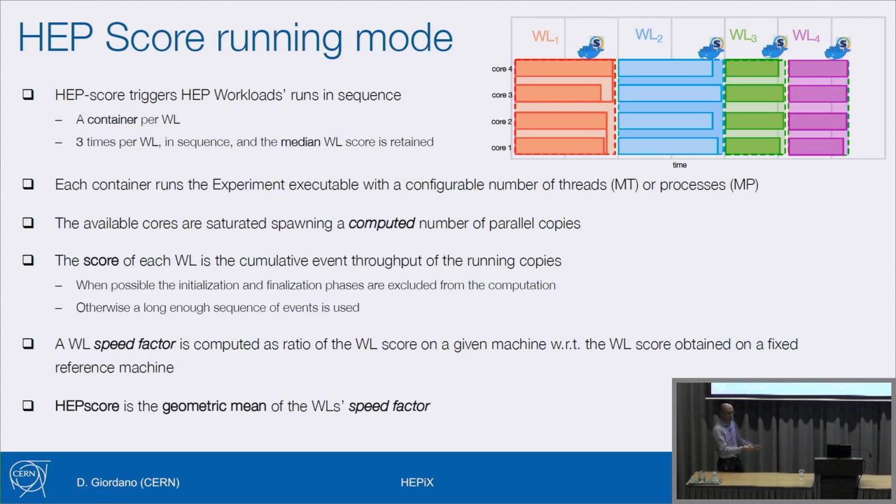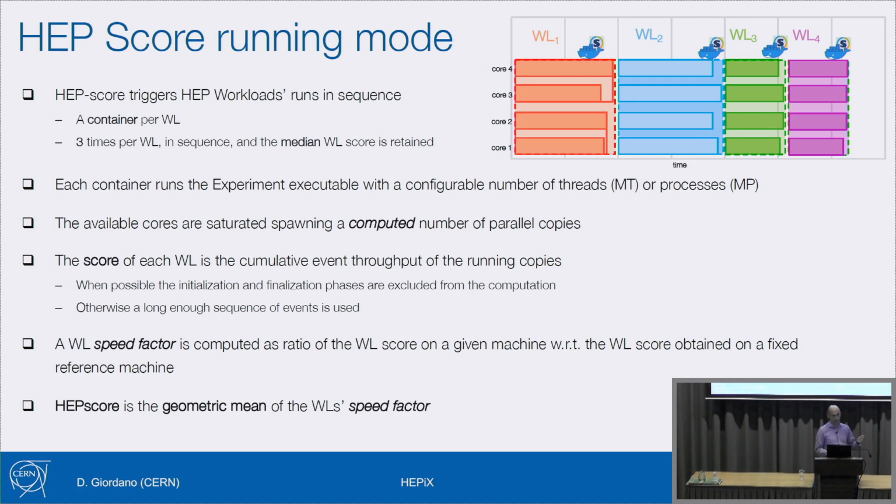When they finish, we collect the throughput, the individual throughput of each copy, and then we sum these up. Now, this is still not the score, because this is the event throughput on that machine. What we need is a reference machine. So we will select, we are currently selecting one for testing, a reference machine where we have measured all the same scores. So we do the ratio of those scores.